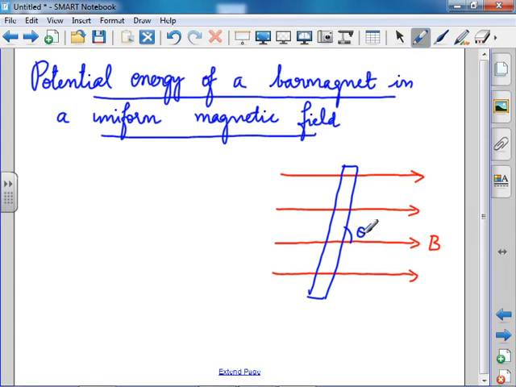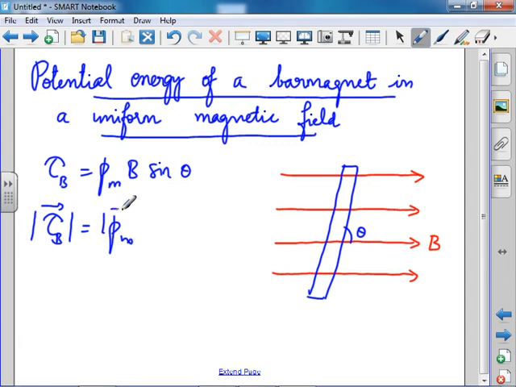And what is the torque experienced by this bar magnet? It is given by tau B is equal to pm B sin theta. And the magnitude of the torque is given by mod tau B is equal to pm vector mod B vector into sin theta. This is the torque due to the magnetic field. Now we are going to rotate the bar magnet through a small angle d theta in this magnetic field.